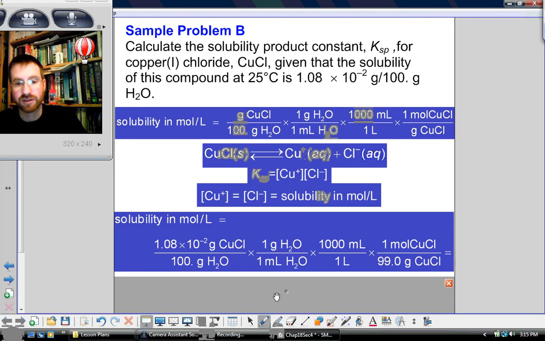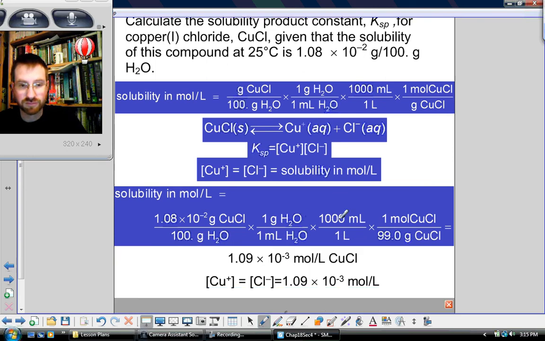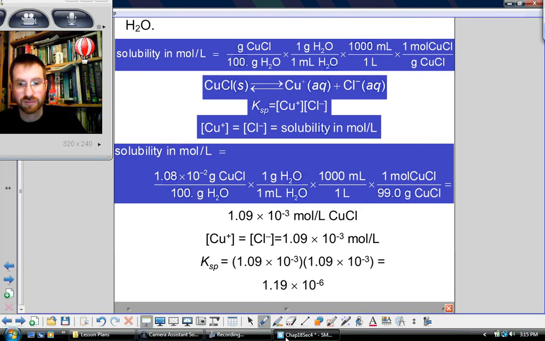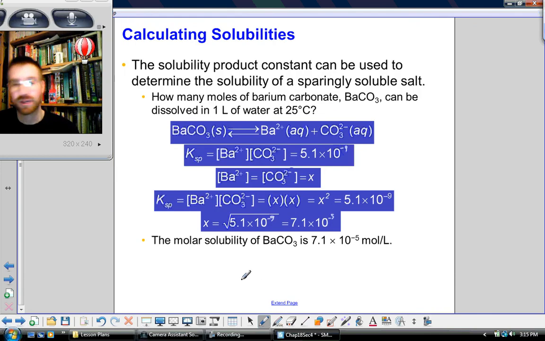So we find out our solubility. Just go ahead and reveal the whole thing. We plugged in numbers for the above expression. We found out that the solubility is 1.09 times 10 to the negative 3 moles per liter. Since these are both the same, we can just square that number, multiply it by itself, and we get the KSP. Notice that there are no units for KSP, as there are no units for KEQ, KAs, KBs, or any other K functions.